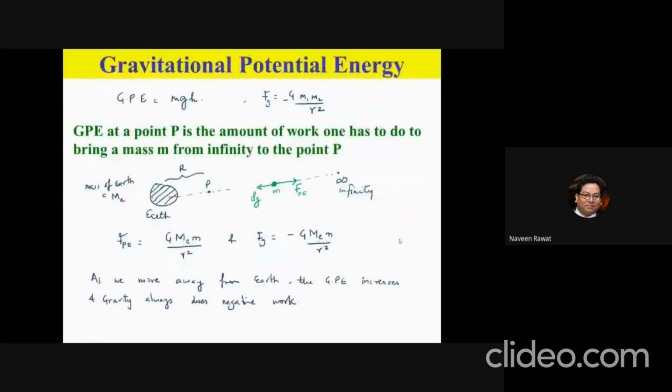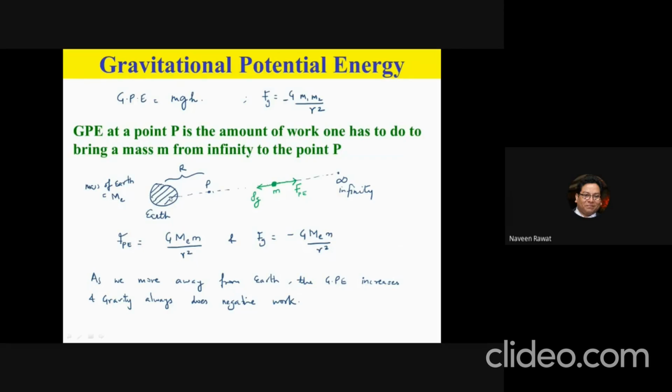Okay, so let's look at the idea of gravitational potential energy, because just like I was mentioning about the force being written as mg, we have always written gravitational potential energy as mgh, okay, for any object at any location. So how do we relate both of these concepts? The definition for gravitational potential energy is that it is the amount of work one has to do to bring a certain mass m from infinity to that point P where you are calculating your gravitational potential energy.